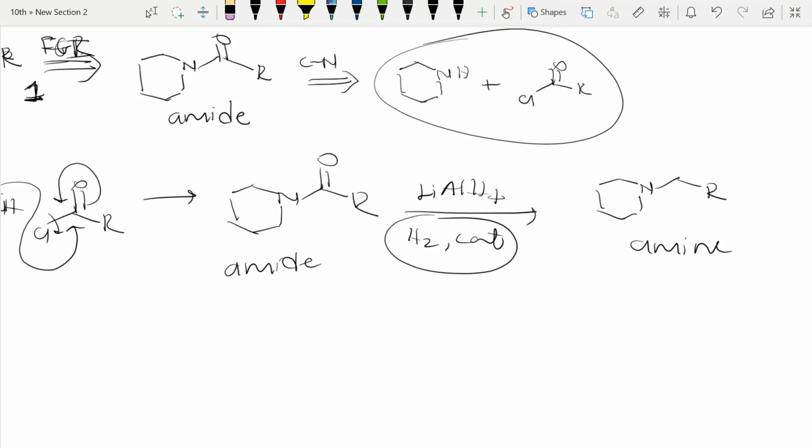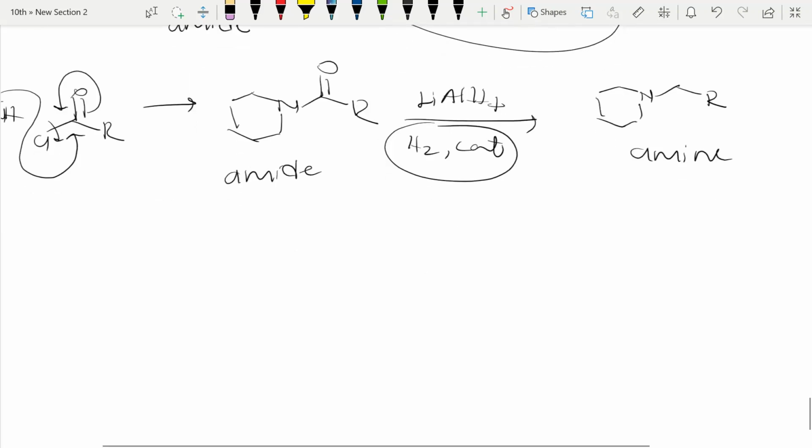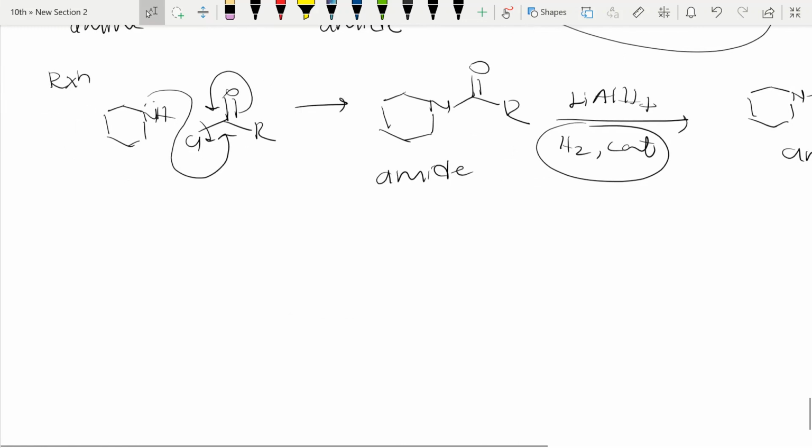So I told you not only can we convert amine to amide, there are a few more ways to convert, right? So let me give the third example. So R, sorry, let me write this one.